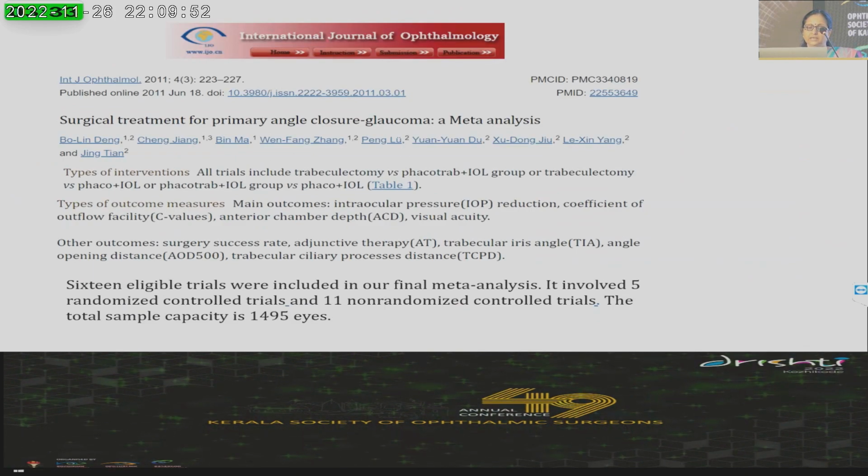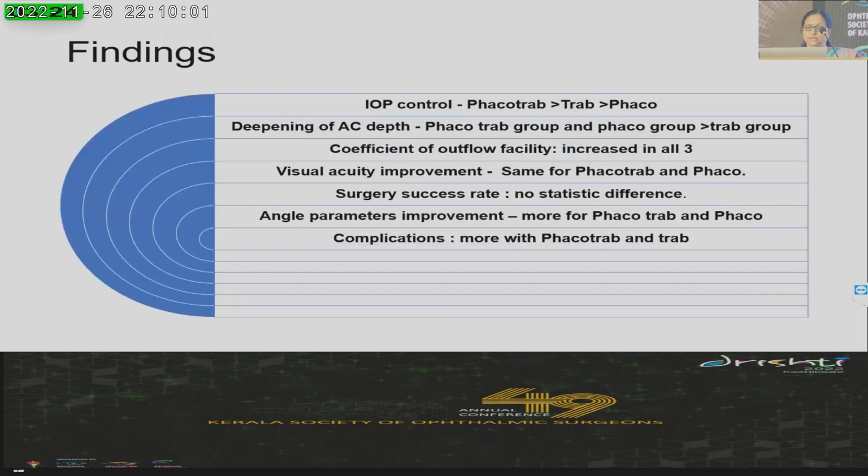This is another meta-analysis where 16 eligible trials were included, 5 randomized control and 11 non-randomized, and the patient sample size was very large. It found that the IOP control is greatest for phaco trab, followed by trab and then phaco. But the deepening of the anterior chamber depth was there whenever you do a cataract extraction. Along with that, the visual acuity also improved when you did the cataract extraction, but the outflow facility increased in all 3 and the surgery success rate was similar.